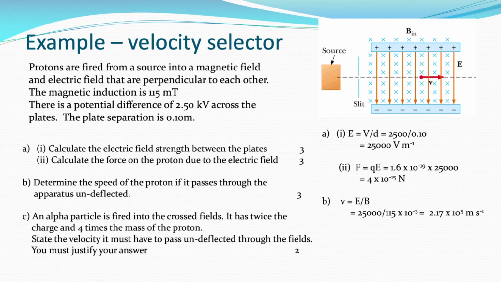So if it's got twice the charge and 4 times the mass, do we need to bother about charge and mass? No, we don't, because remember this is independent. It only depends on the speed of the particle. So it must travel through at the same speed, 2.17 times 10 to the 5 meters per second, because the undeflected path is independent of mass or charge. The charge cancels out, mass isn't mentioned, it's just the velocity that determines whether it passes through at a steady speed in a straight line.